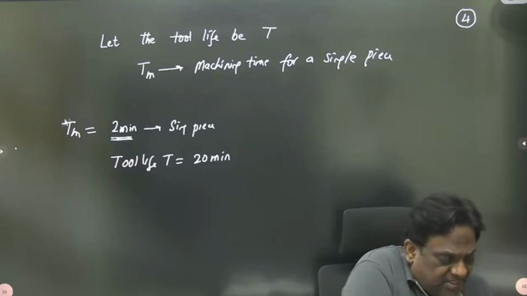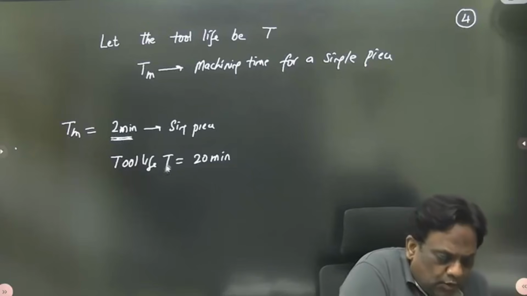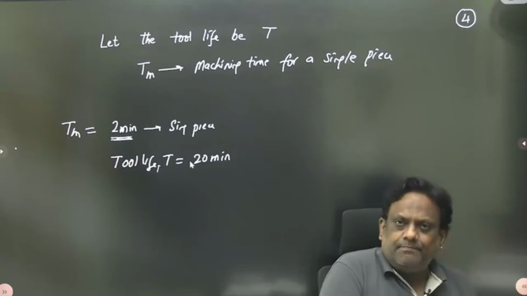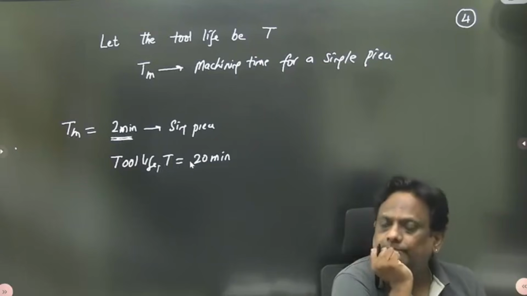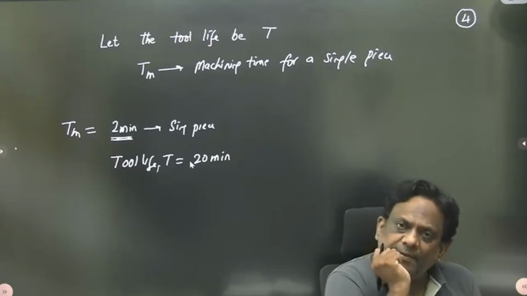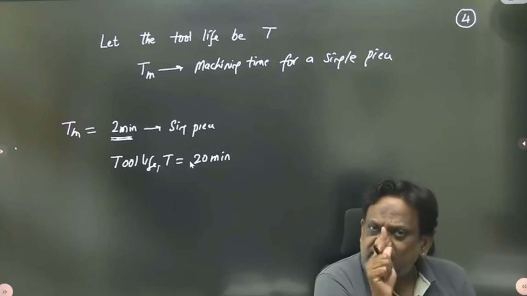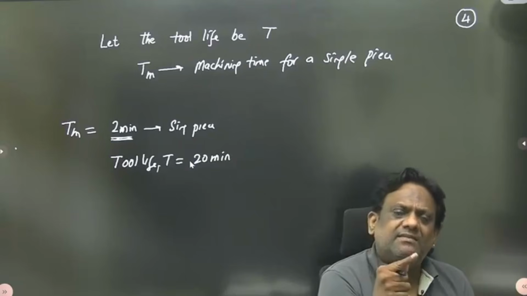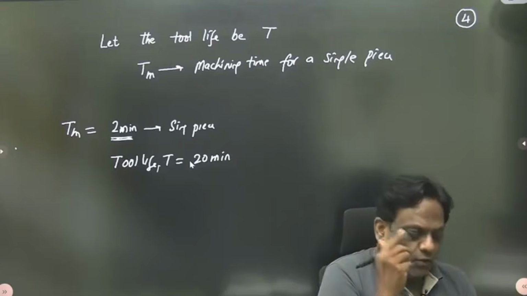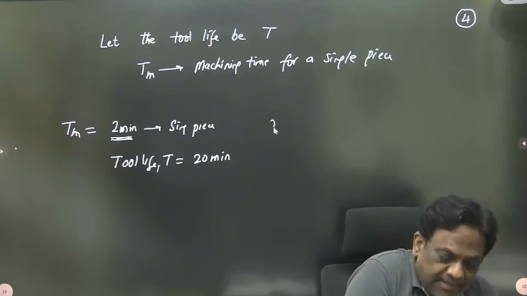एक component के लिए machining time है 2 minutes. The total tool life is 20 minutes. तो 20 मिनट के बाद खत्म हो जाएगा मेरा tool. I have to change the tool. It means for one piece it is taking 2 minutes. For 10 pieces it will take 20 minutes. So 20 minutes के बाद it will lose its life. So before it fails, the number of pieces that can be manufactured is 10.